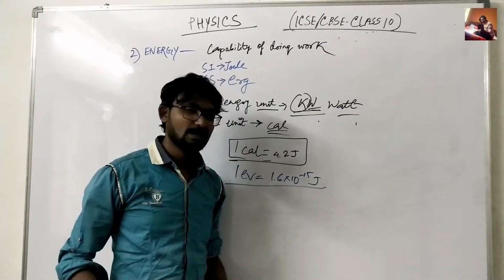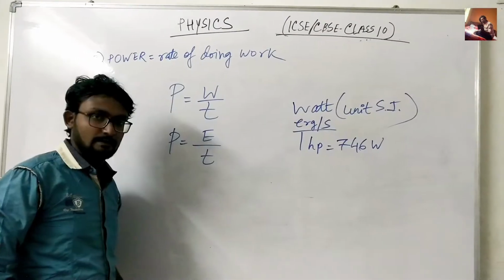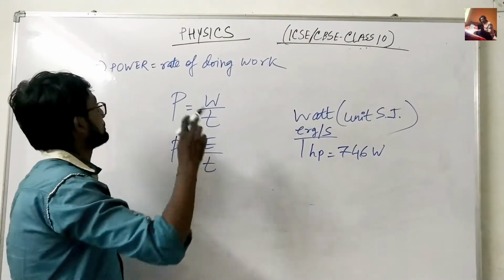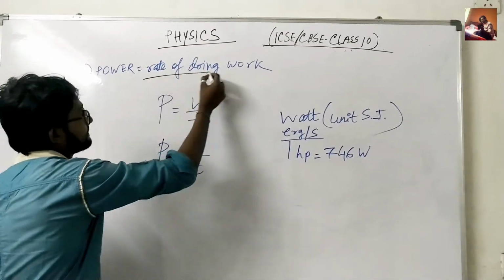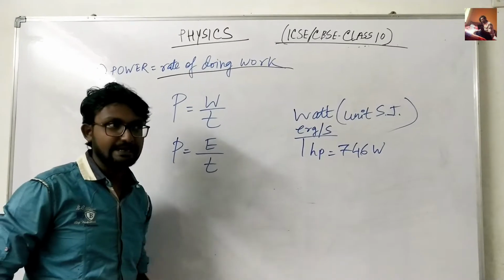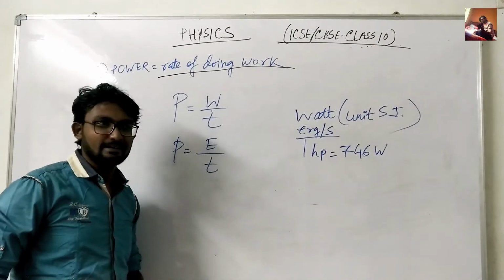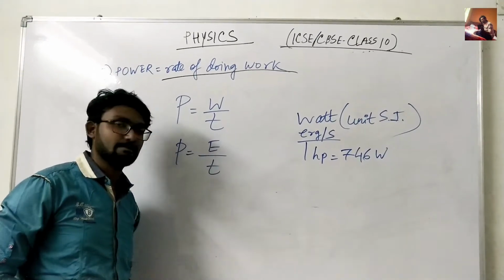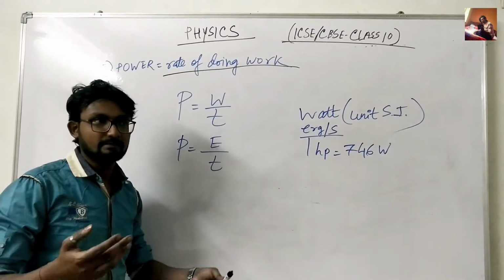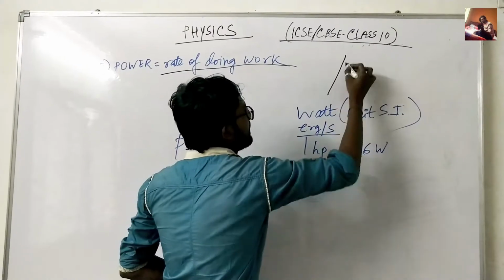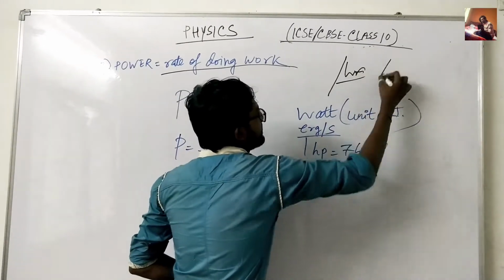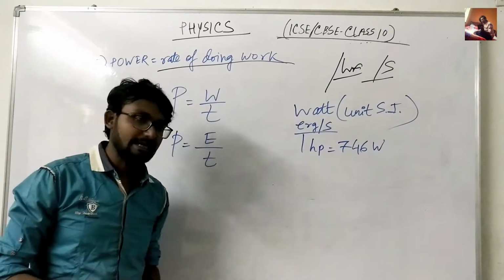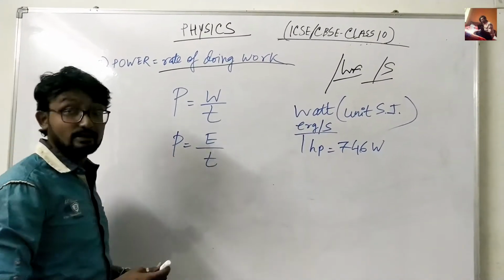So let's come to what is power. This is the third entity of this chapter. What is power? Power is nothing but the rate of doing work. Rate means per second, per hour, per unit time, so it is related to time. So here power is the rate of doing work.